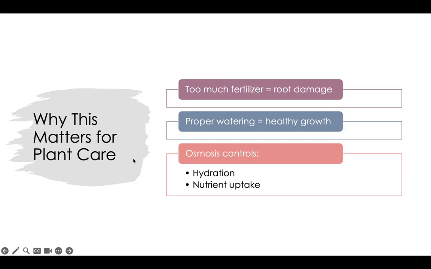This is important because it explains a lot of common mistakes people make when caring for plants. Over-fertilizing can actually harm plants by disrupting how water moves through the roots. Proper watering and balanced soil conditions are key to making sure osmosis works the way it's supposed to. So, understanding this chemistry concept can actually help improve plant health in a really practical way.